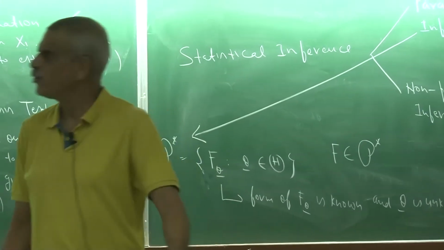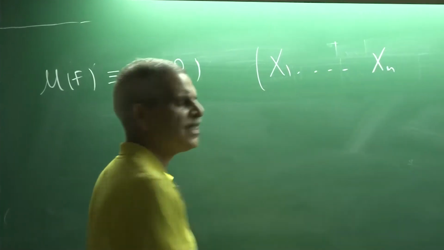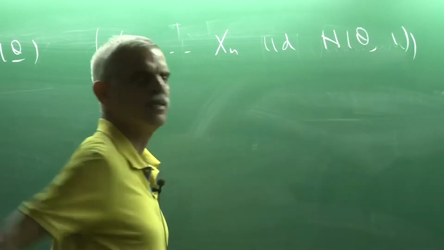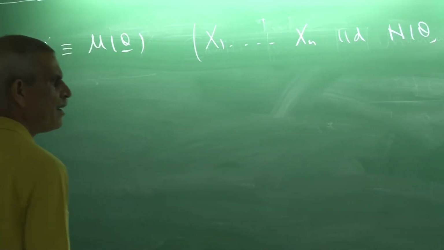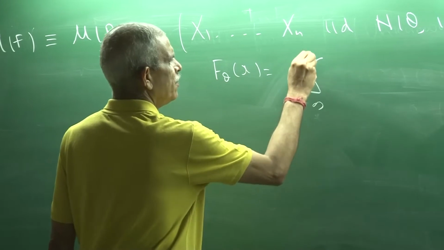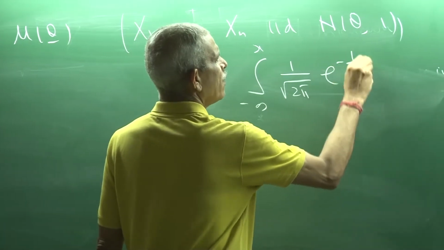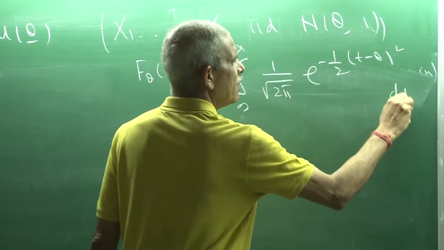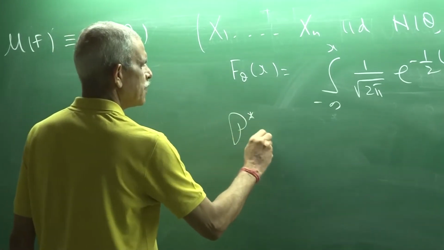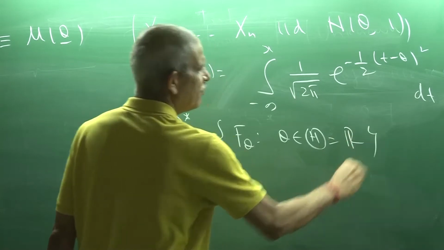So, as an example, you could be interested in a situation where you have a sample x1, x2, xn, which are IID from normal theta, 1. So, in this case, what is your f theta x? It is the integral from minus infinity to x of 1 by root 2 pi e to the power minus half t minus theta whole square dt. And my P star is nothing but f theta, such that theta belongs to capital Theta. Of course, here theta could be anything on the real line.